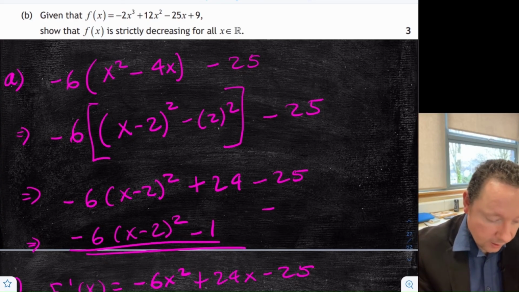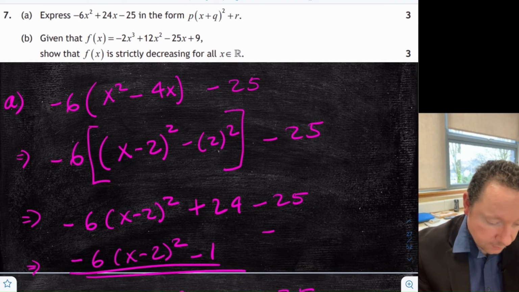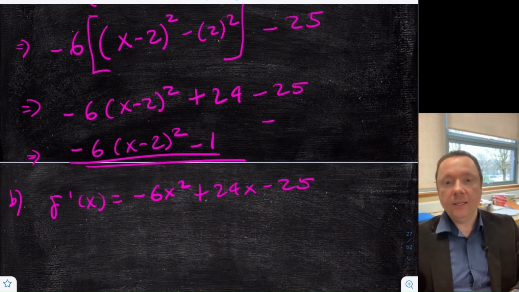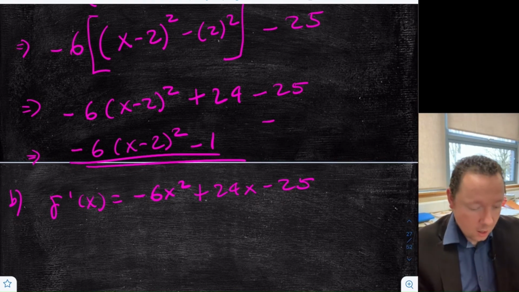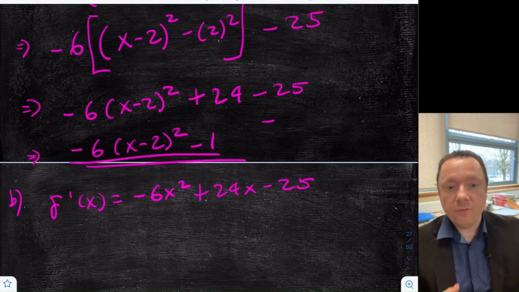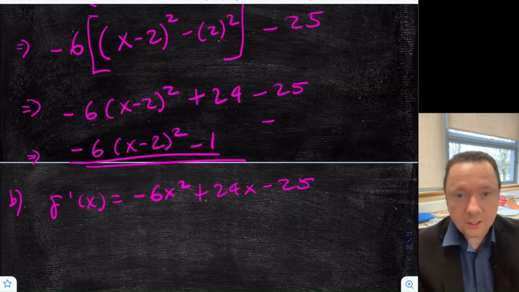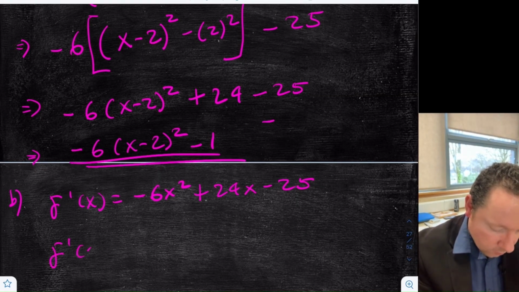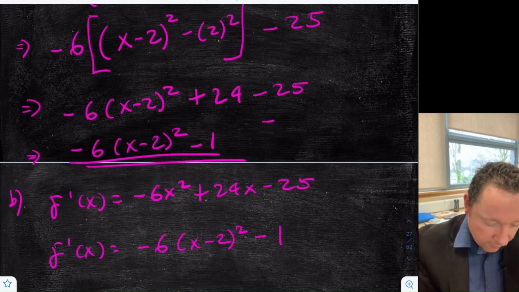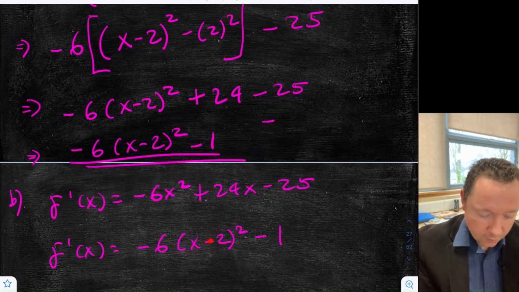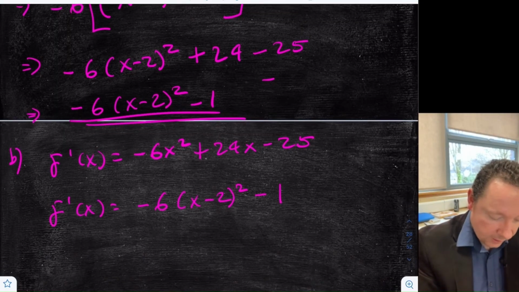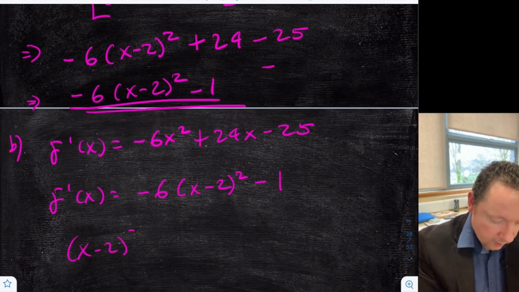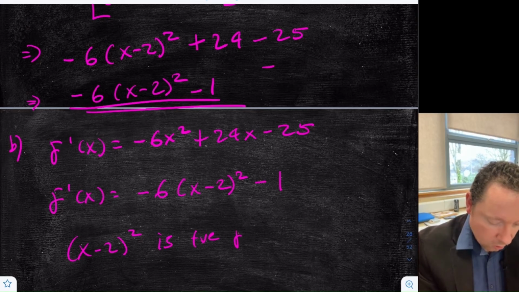So we've differentiated it, but notice that minus 6x squared plus 24x minus 25 is exactly what we were asked to do with completing the square on part A. So it's to do with the fact that it's completed the square. So we can now just say that f dash x equals minus 6 times x minus 2 squared minus 1. If I pick any number for x here and I square it, I get a positive number. So that means I can then say x minus 2 squared is positive for all values of x.